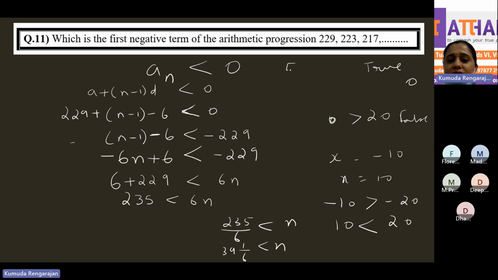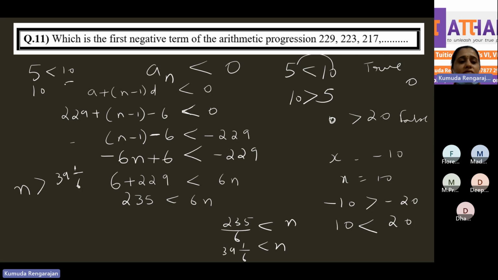Supposing you have 5 less than 10. If you want to change the inequality, exchange these two. You put the 10 here and put the 5 here, it will be true. So now 39, 1 by 6 less than n. I want to bring n here and take 39, 1 by 6 here. So if n comes here and 39, 1 by 6 comes here, the inequality is reversed. This one becomes greater than. Like I told you, 5 is less than 10. If you want to write 10 here and 5 here, reverse the inequality: 10 greater than 5.